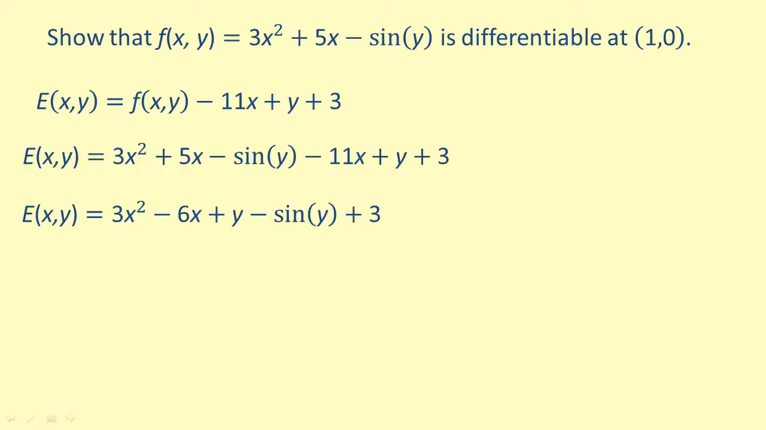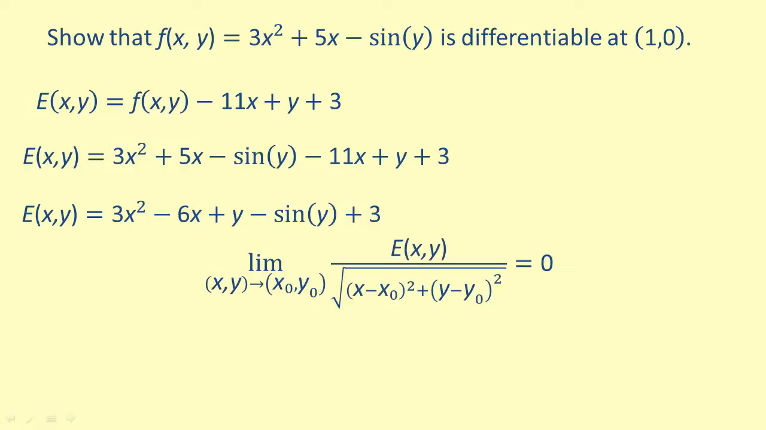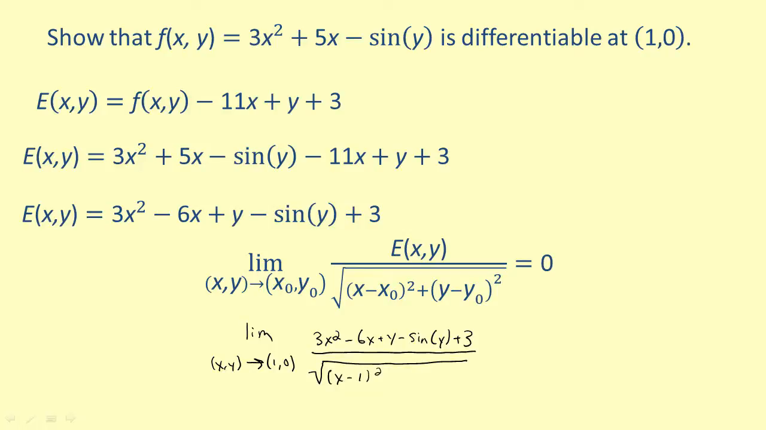We now want to substitute this for e in the limit and verify that this is equal to 0. Our last step in showing that f is differentiable is showing that the limit as x, y approaches 1, 0 of the quantity 3x squared minus 6x plus y minus sine y plus 3 all over the square root of the quantity x minus 1 squared plus the quantity y minus 0 squared is 0.